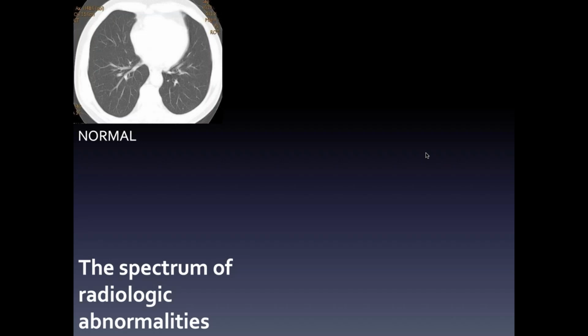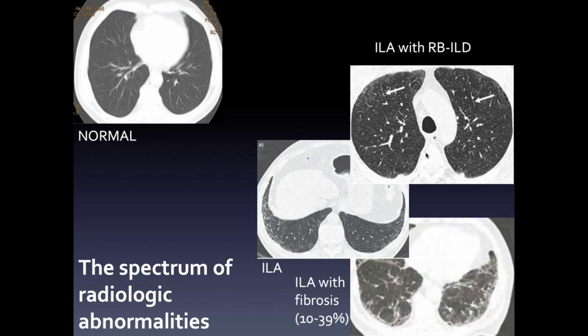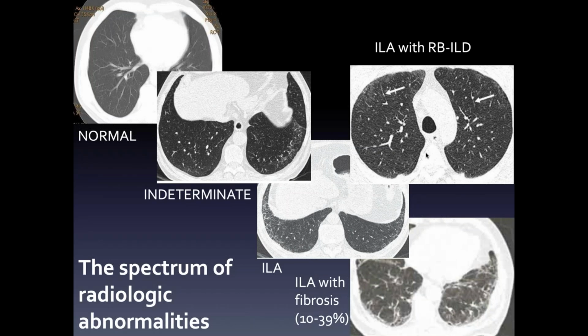So from the radiological point of view, we have the distinction between normal and alterations that can be classified as ground glass, centrilobular nodules, reticulation with fibrosis, with honeycombing, even honeycombing and traction bronchiectasis, and lesions that are less than 5%, called indeterminate or with no clear aspects.